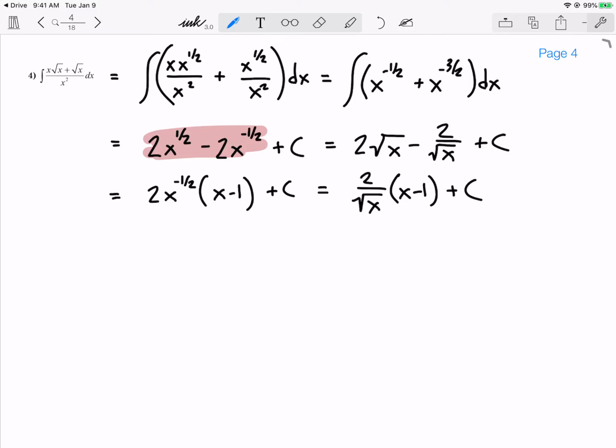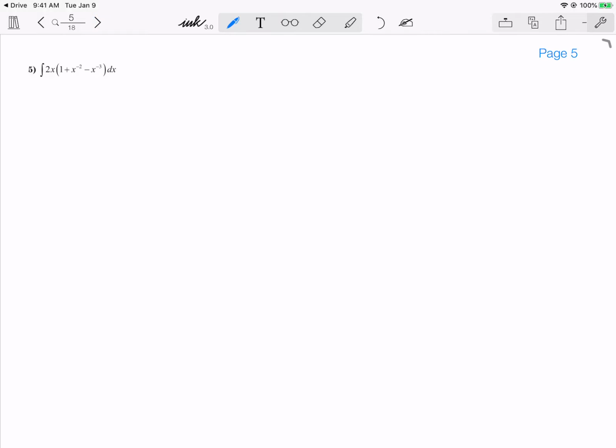Again, watch my factoring video if this step did not make sense. Take a look at the next one. Classic distribution. It's very similar to the last one, which was dividing, but now we're just multiplying. So I'm going to distribute that 2x. So I get 2x plus 2x to the negative first minus 2x to the negative second. I'm simply adding the exponents together since I'm multiplying.